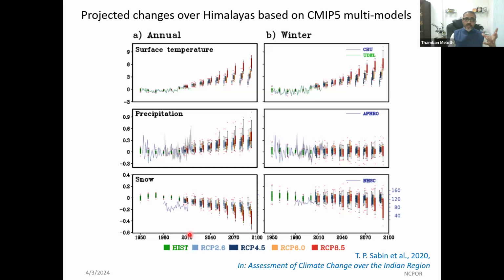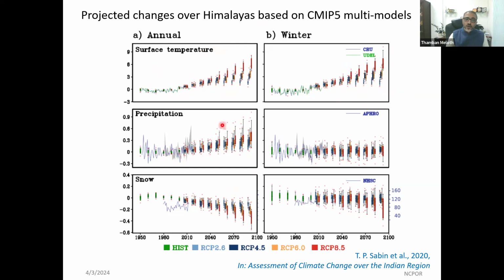So if you look at the future projection, you can very clearly see that with various RCP projections, using various multi-ensemble models, there is a significant increase in surface air temperature, on an annual basis as well as during winter time. The winter time is extremely important, because that's when you typically expect to preserve the snow which is falling, and that's not a good sign.